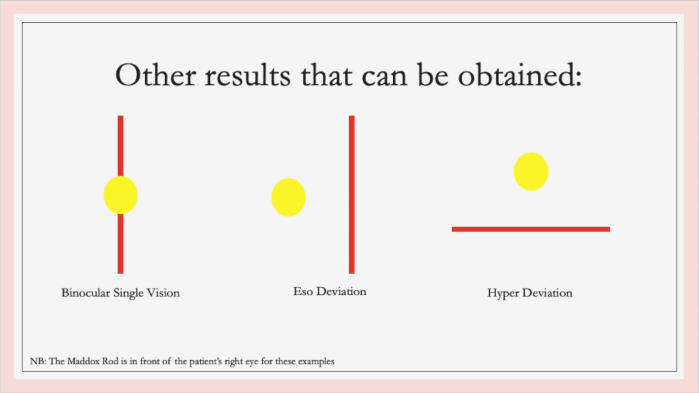Other results that can be obtained in this test include the patient seeing the light already superimposed over the line, indicating the patient has binocular single vision. The patient sees a line to the right of the light, indicating the patient sees an uncrossed image and thus has an eso deviation, and the patient sees a line below the light, depicting the patient has a hyperdeviation.